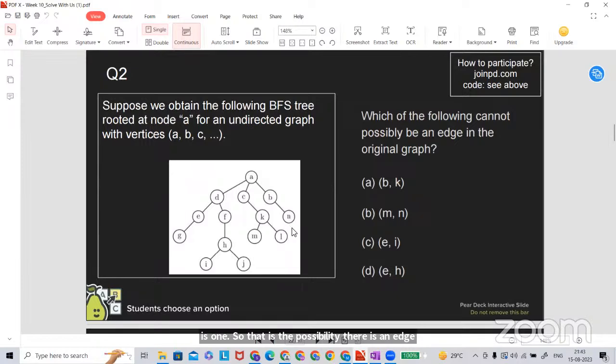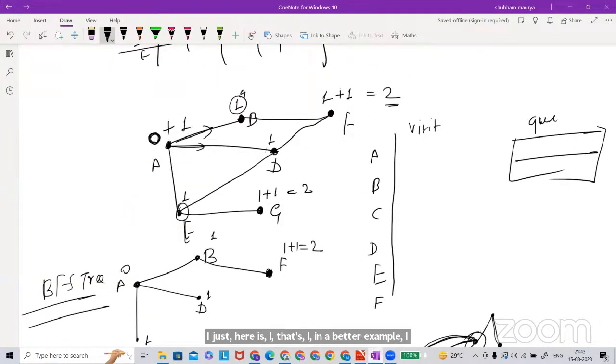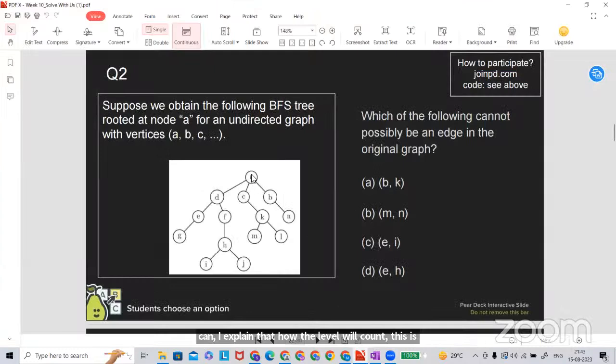Sir, M and N, is that again an edge? M, just now you can count. That's why in a better example I took, and I explained how the level will be counted. This is level 1, this is level 2. Similarly, if we go here, the level of A is 0, the level of B is going to be 1, and the level of N is going to be 2. And here M: 0, 1, 2, 3. So the level of M is 3.